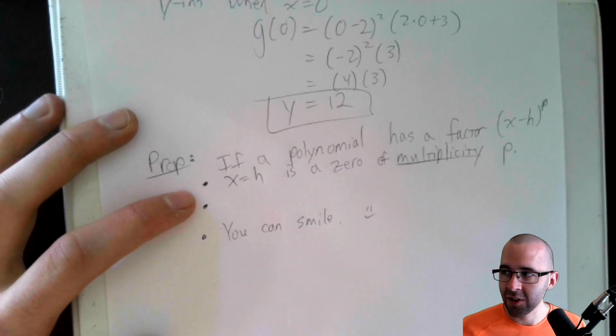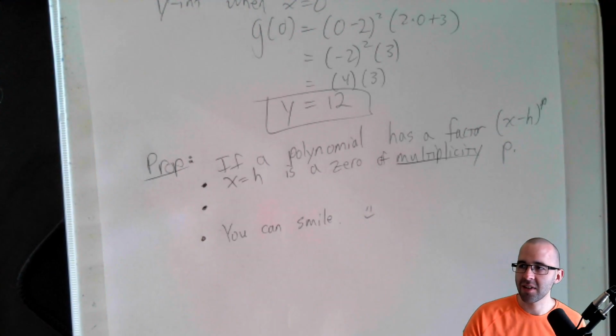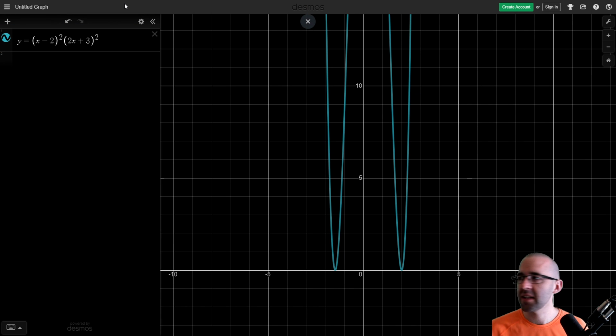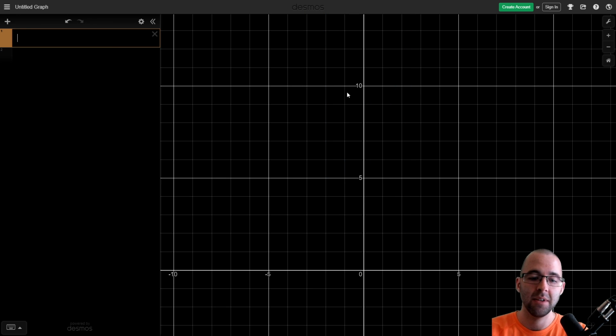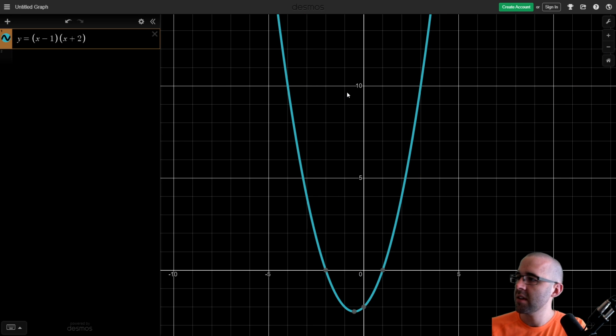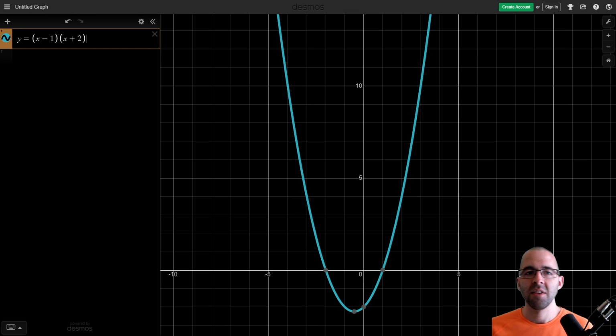The second one, you're just going to have to wait for the sequel because we want to talk about this graph first. Let's look at something again, x minus 1 times x plus 2. Now, the zeros are x equals 1 and x equals negative 2. They both have multiplicity 1.